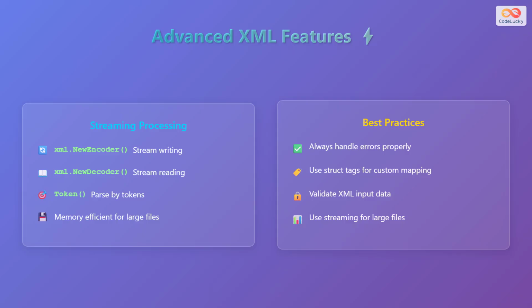Here are some best practices to keep in mind. Always handle errors properly to ensure your code is robust and reliable. Use struct tags for custom mapping to precisely control how XML data is mapped to your Go structs. Validate XML input data to prevent security vulnerabilities and ensure data integrity. Use streaming for large files to minimize memory consumption and improve performance.